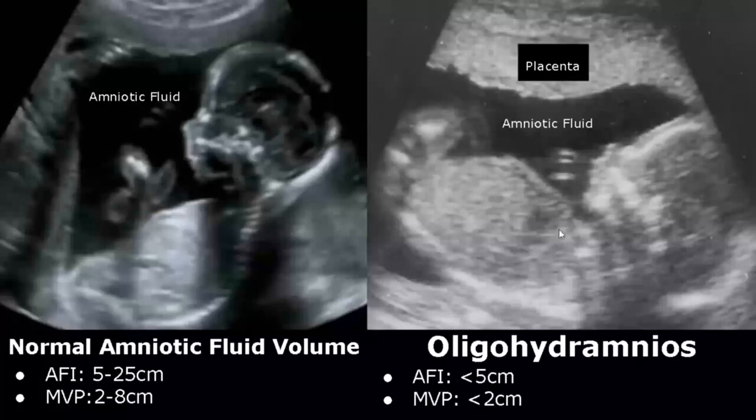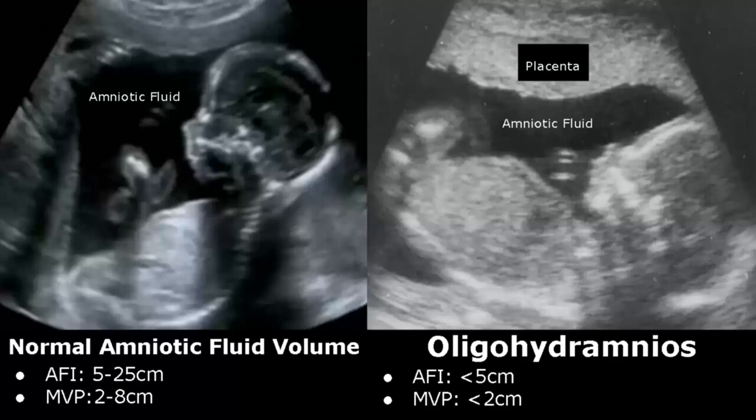This video is about amniotic fluid volume ultrasound. Amniotic fluid volume assessment is part of the fetal biophysical profile. It is evaluated around 28 weeks of gestation. Fluid volume can be assessed using amniotic fluid index or maximum vertical pocket method.